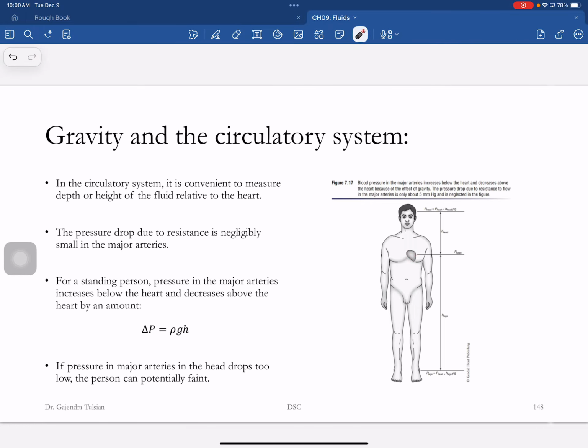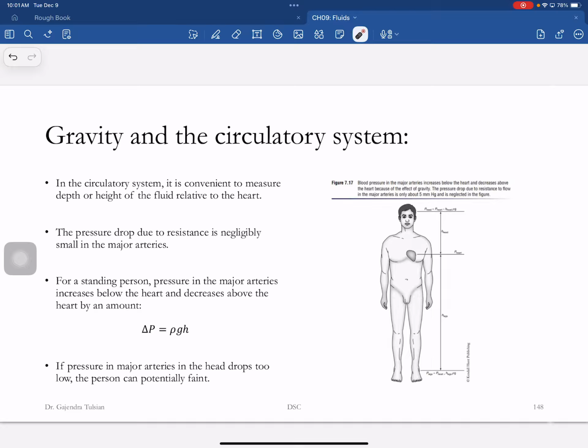All right, so you saw that in big blood vessels, pressure decreases with height and increases as you go below the heart level. This formula tells you how much the pressure increases or decreases. So for every 6 inches, how much does the pressure change? 12 millimeters of mercury.